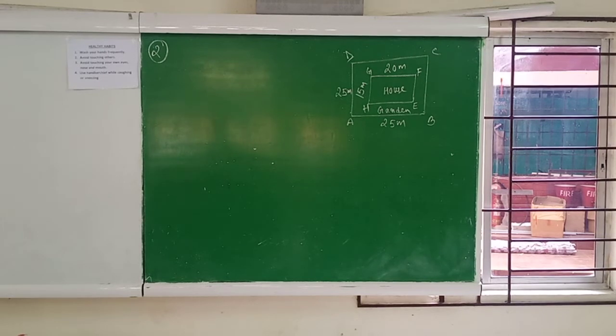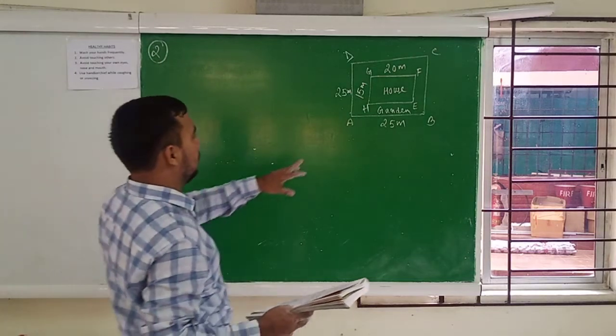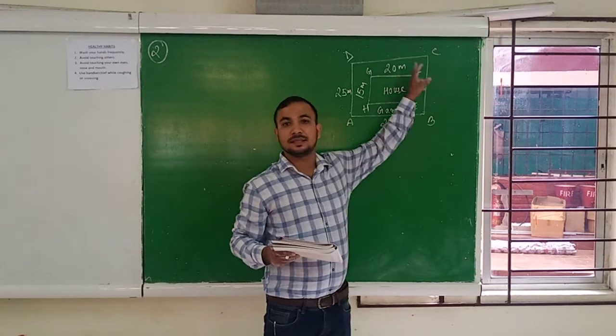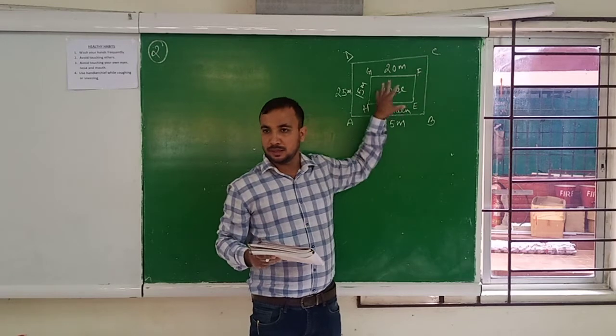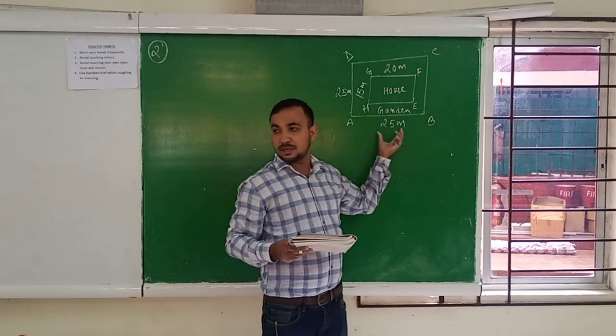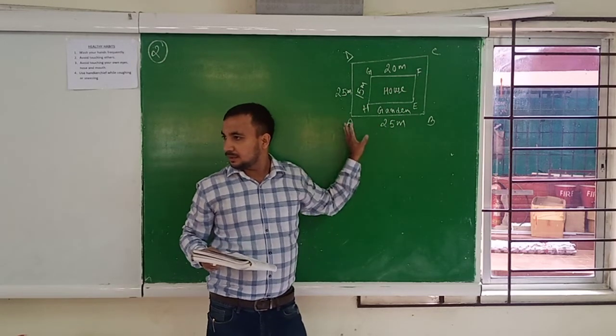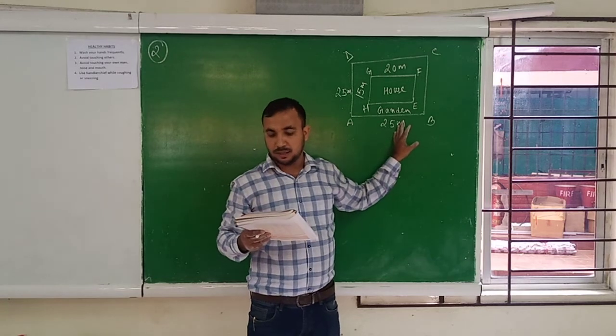Here the question is given. Mrs. Kaushik has a square plot of land, with the measurements as shown in the figure. This is her land. A, B, C, D is her land. Square of side 25, 25, 25.